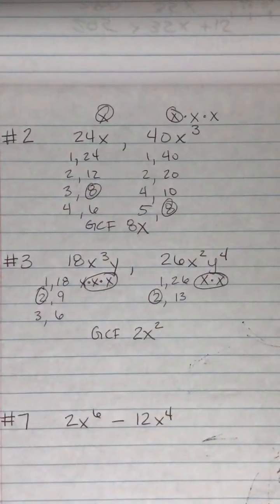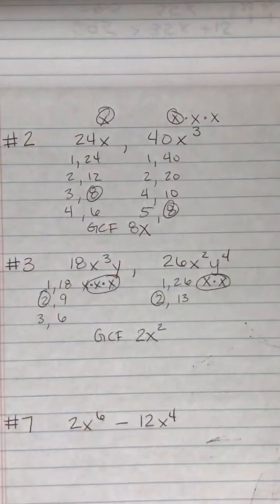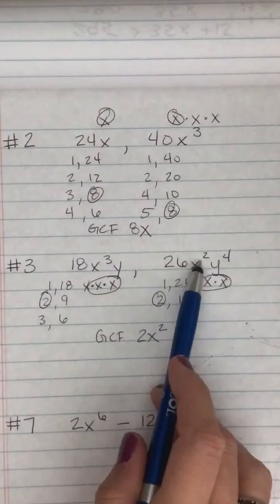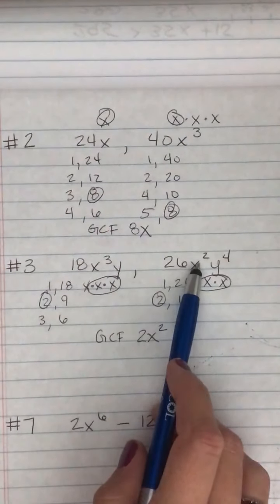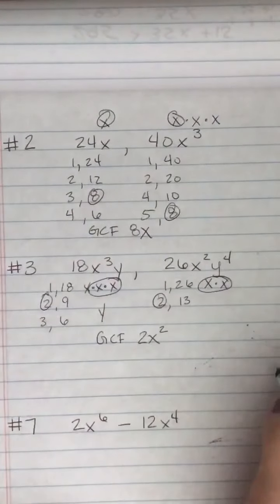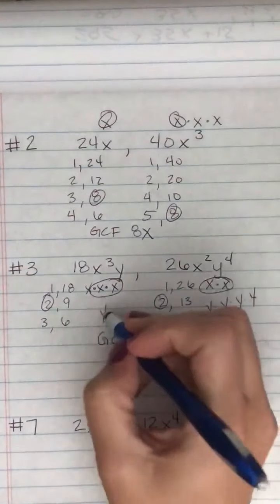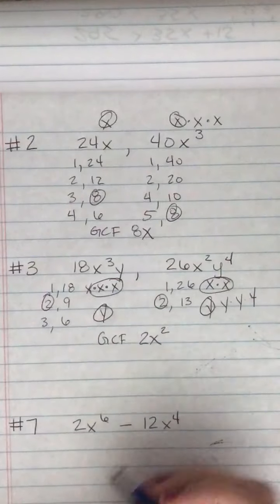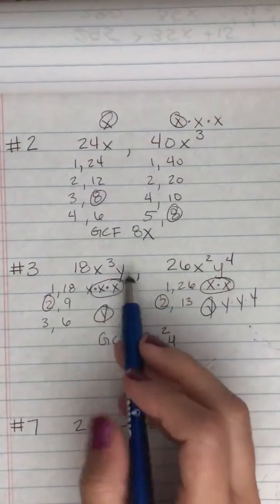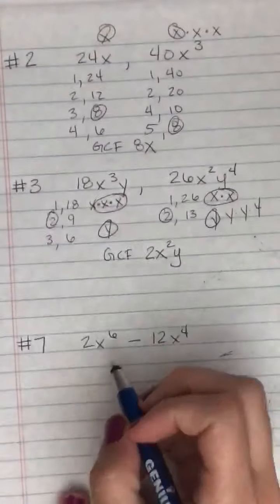I'm going to let you in on a little secret. The smallest exponent is the GCF. If they both have that same variable, the smallest exponent is that GCF. So if we look at y, this has 1y, while this one has 1, 2, 3, 4 y's. But they only have 1 y in common. So your GCF is 2x squared y. Again, the smallest exponent.